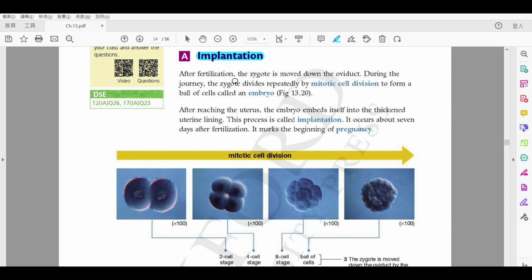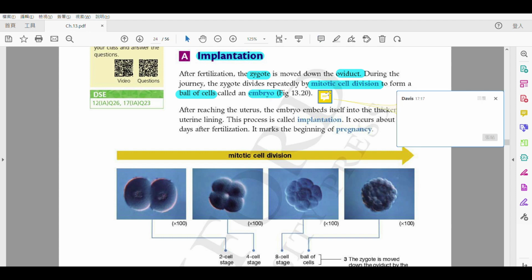So let's look at here. When we talk about the implantation, 啱講咗啦 zygote will start moving down the oviduct, and then it will keep on carrying out the mitosis, mitotic cell division 啦，直至到 it will become a ball of cells called an embryo. Previously, you do not need to learn it now, I think. I'm not very sure, but let's see.